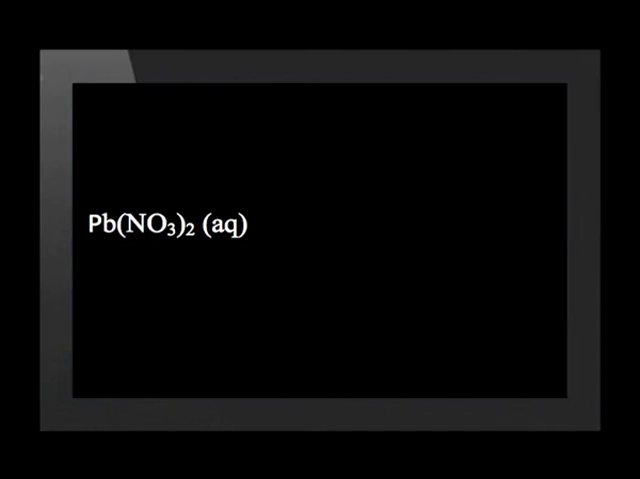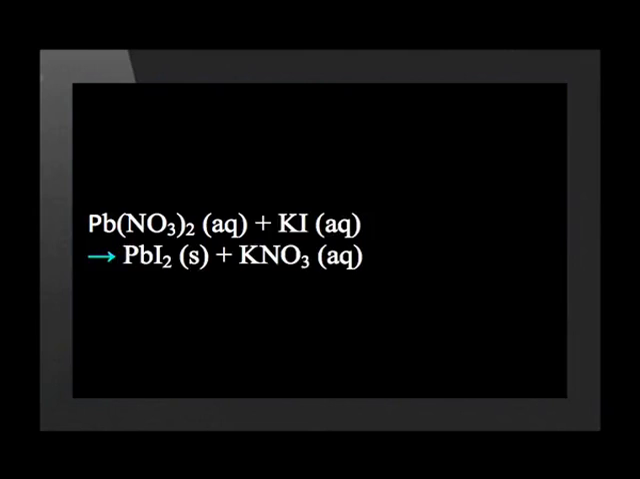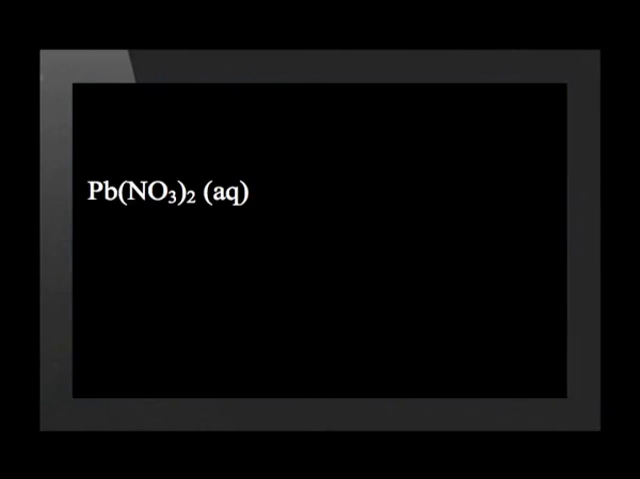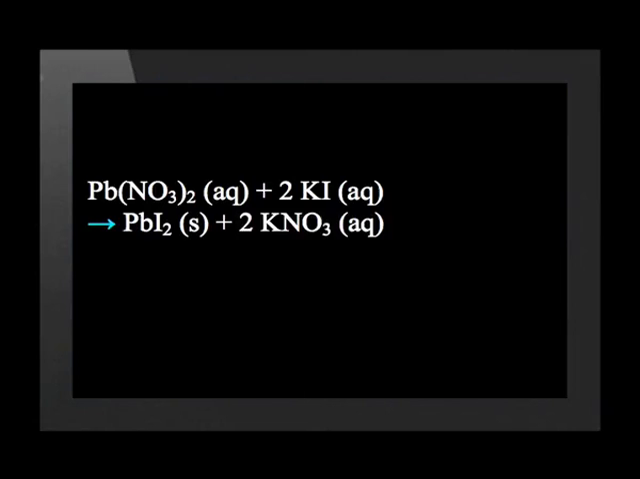An aqueous solution of lead nitrate reacts with an aqueous solution of potassium iodide to form a precipitate of lead iodide and potassium nitrate, which remains dissolved in solution. The balanced chemical equation is Pb(NO3)2 + 2KI reacts to form PbI2 + 2KNO3.